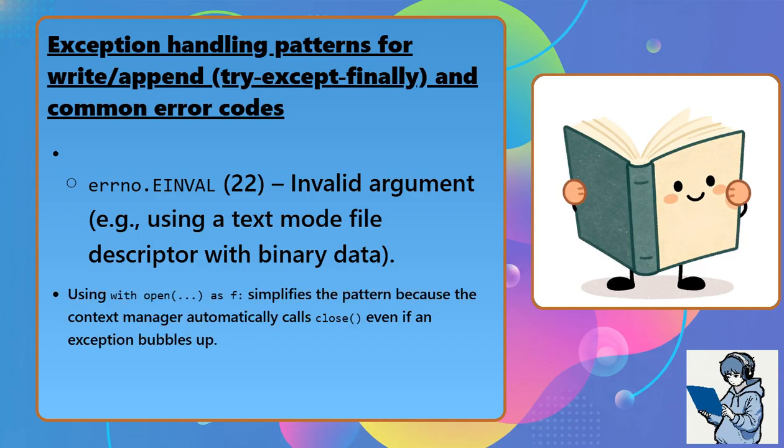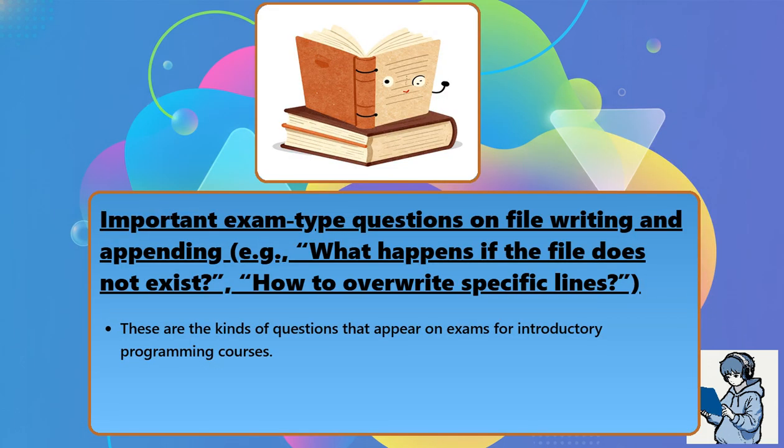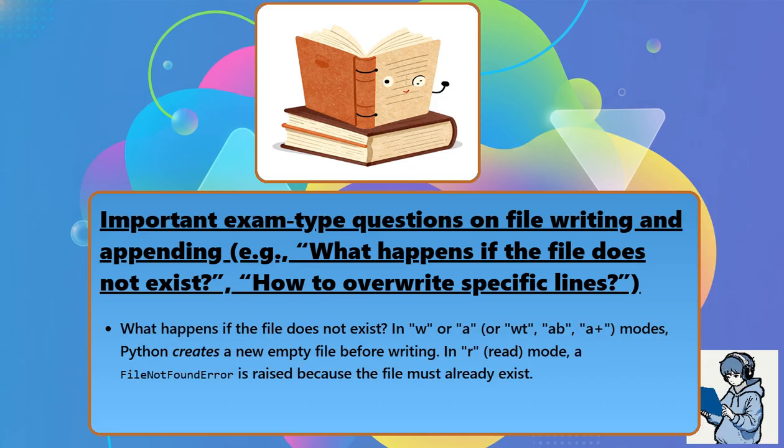Using with open ... as f simplifies the pattern, because the context manager automatically calls close even if an exception bubbles up. These are the kinds of questions that appear on exams for introductory programming courses. What happens if the file does not exist? In w, a, or w+, a+ modes, Python creates a new empty file before writing. In read mode, a FileNotFoundError is raised because the file must already exist.